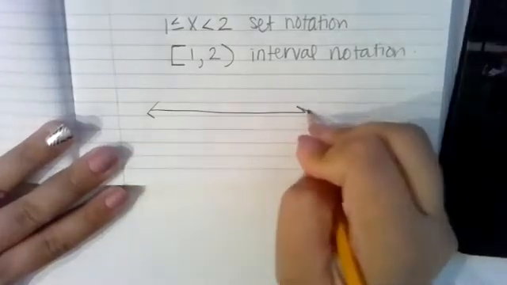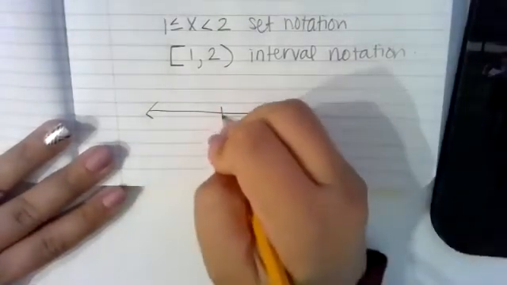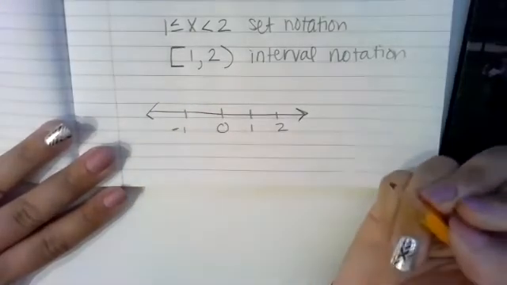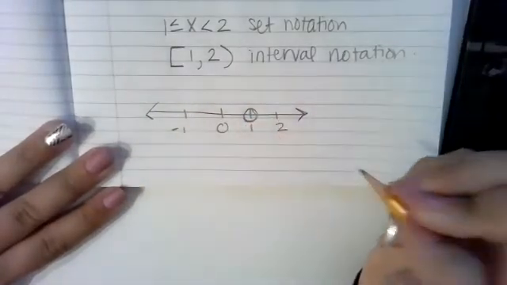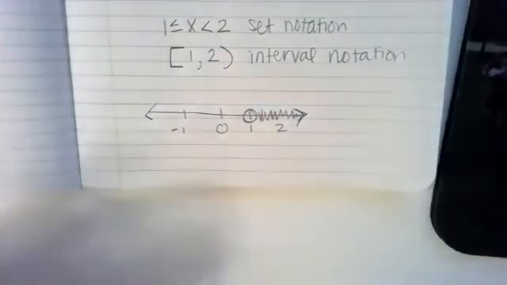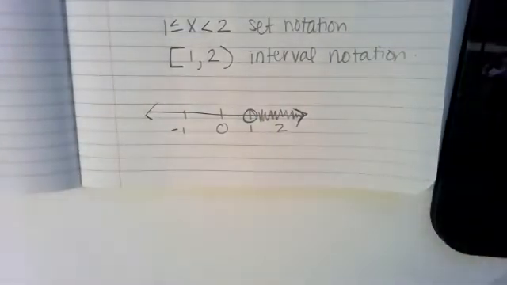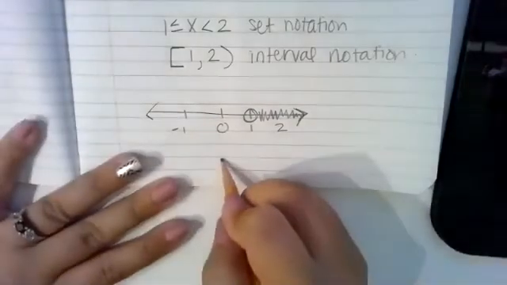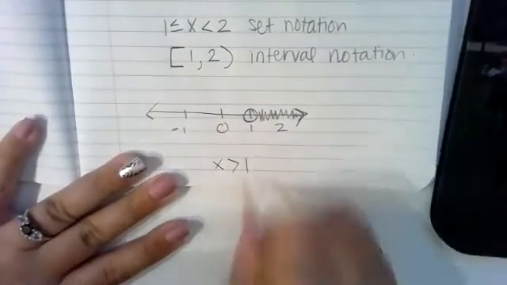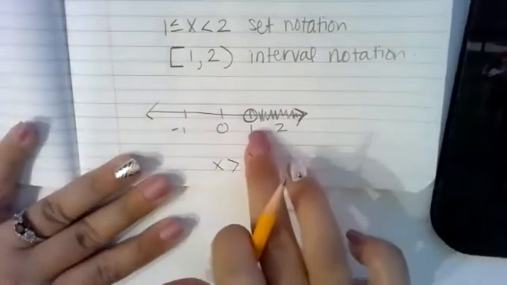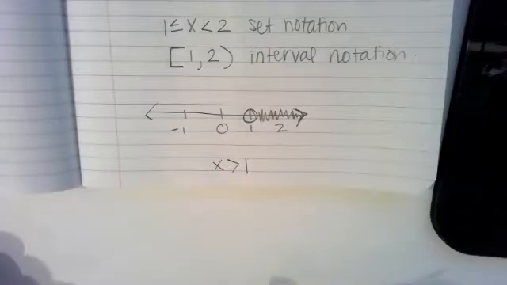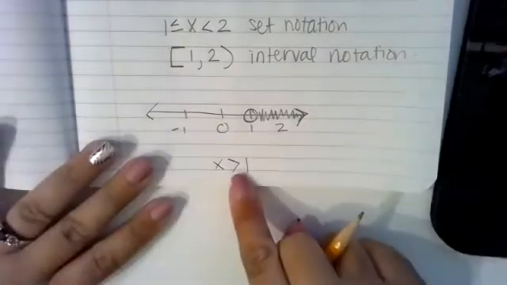Let's say I have a graph that looks like this. Again, I have 0, 1, 2, and -1. I'm going to say that I have an open dot on 1, and I am shading to the right. Now I need to write the inequality for this. I know that x is going to be greater than 1 because I'm shading to the right and 1 has an open dot. Pretty straightforward. So this would be my set notation.